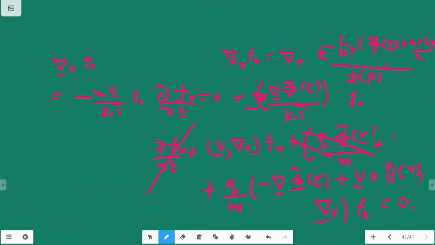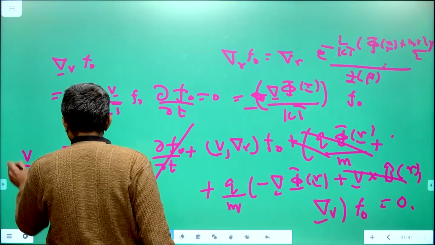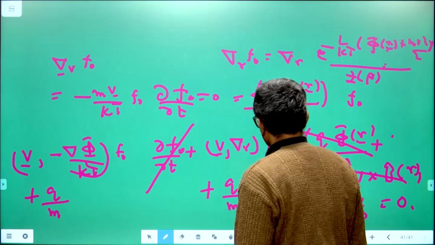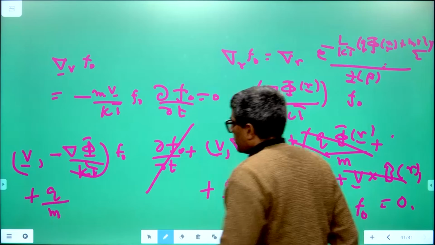This term will give you v dot del r f0, which is minus del phi r by kt into f0. And the second term will give you plus q by m. The gradient of f0 is, there should have been a factor of q here, right? The energy is the charge times the potential. So, q into phi. So, you will have a factor of q here.